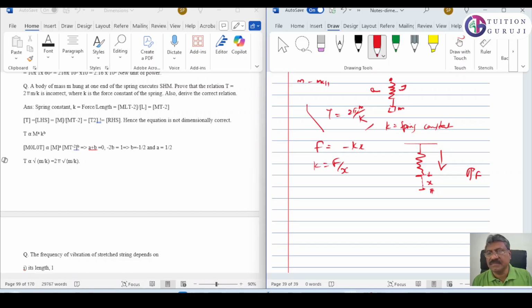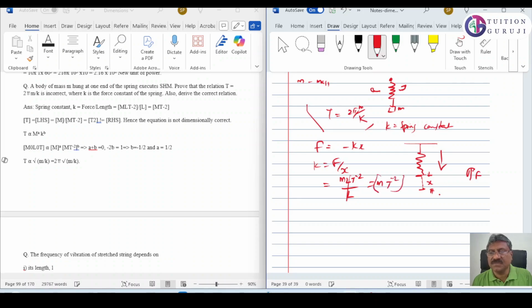It's already explained with the diagram. If you have not seen that, please watch the previous video, part 2 of the numerical problems. If you watch it, you will get all these explanations diagrammatically. So K is equal to F by X, and what is F? M L T raised to minus 2, X is again L. So what will we get?